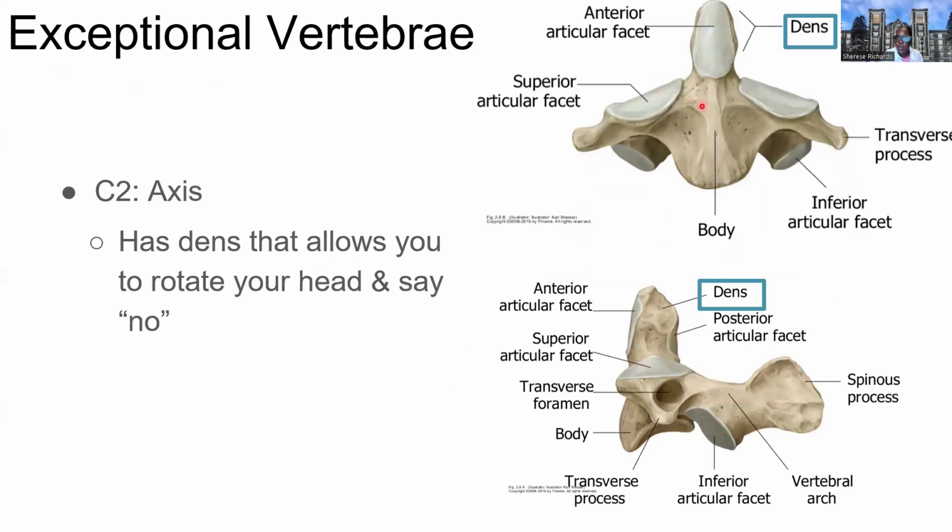C2 is also unique. C2 has a dens. This sort of sticks upward where the absent body of C1 is, so it goes right through that opening. And it's basically what allows your head to rotate. So it creates the circumduction movement of the skull, which is what gives rotation, as opposed to the occipital joint, which is where the skull is at with C1. So there's no rotation at that joint. Instead, the rotation is here because of the dens.